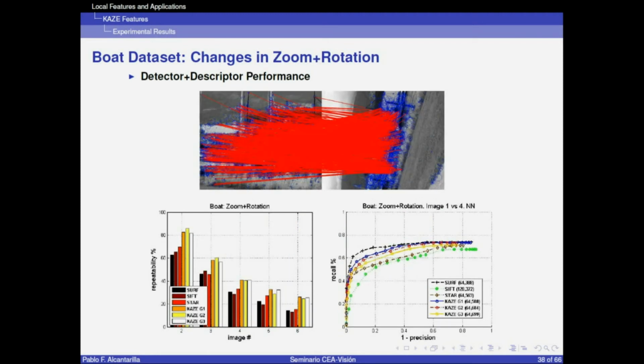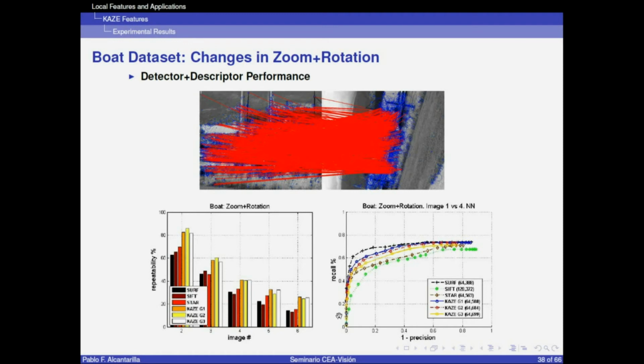Now let's show some results for the Bark dataset, in which the changes are due to zoom plus rotation. This dataset is a bit more complicated, so we can see that the repeatability score of the detector decreases significantly as we move to the last image in the sequence.